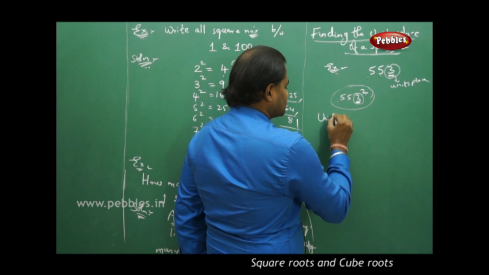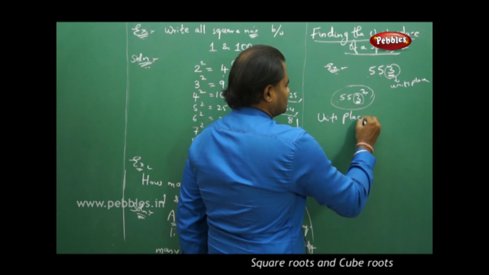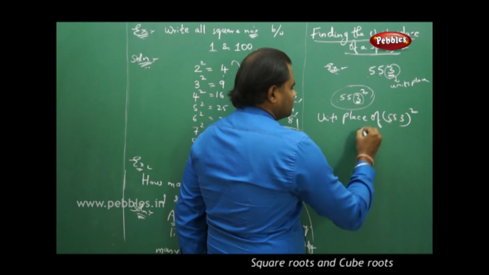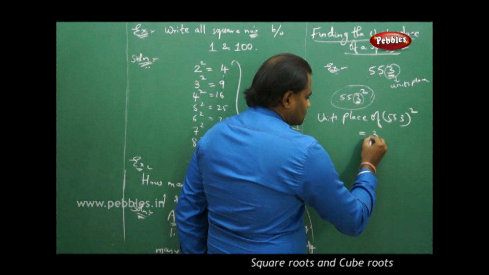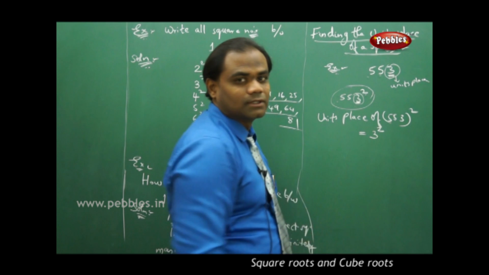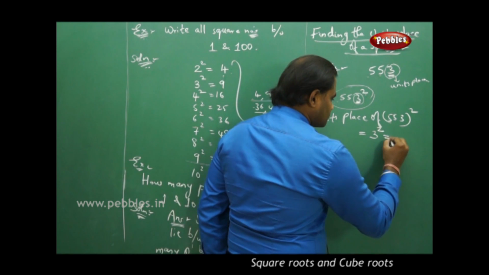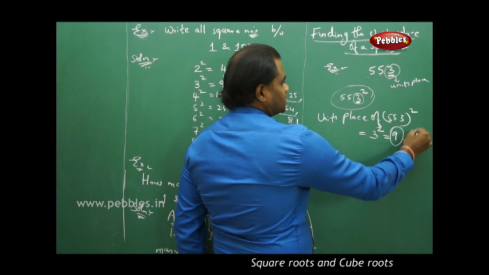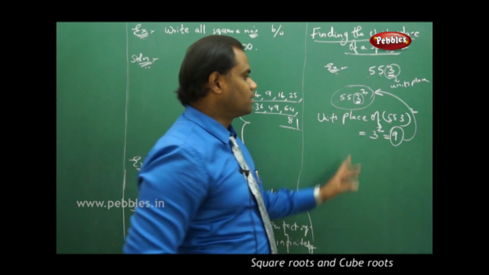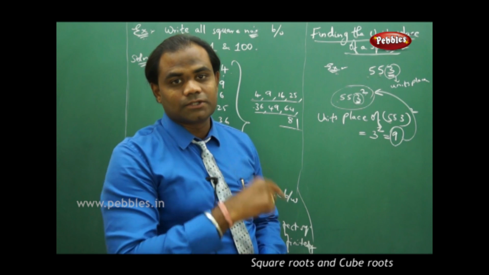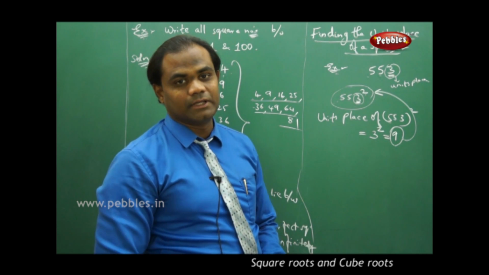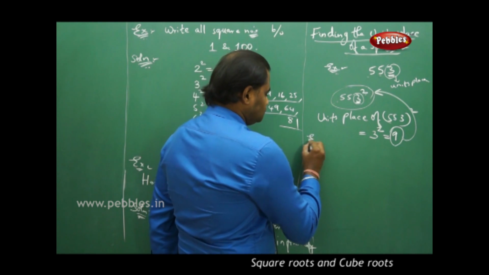So the units place of the square number will be nothing but the square of this, which gives me 9. So this will be the units place for the square 553 raised to power 2. So this is how I identify the units place. So let's take one more example.